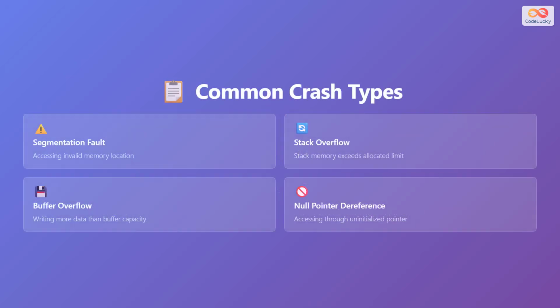There are several types of crashes you should know about. A segmentation fault happens when a program tries to access memory it is not allowed to use. A stack overflow occurs when the program runs out of memory space in the stack, which is a special memory area. A buffer overflow happens when a program writes more data into a memory location than it has space for. A null pointer dereference occurs when a program tries to use a pointer that has not been initialized. All of these can cause a program to crash immediately.